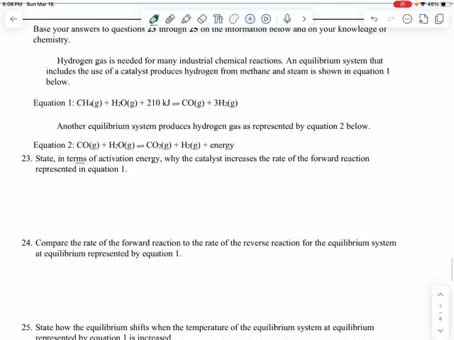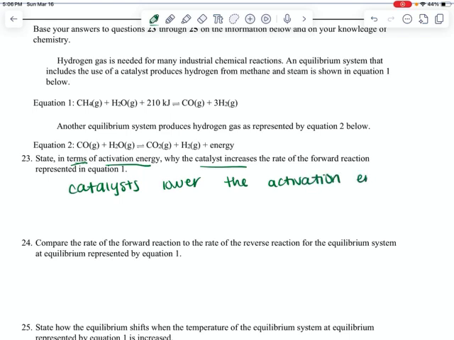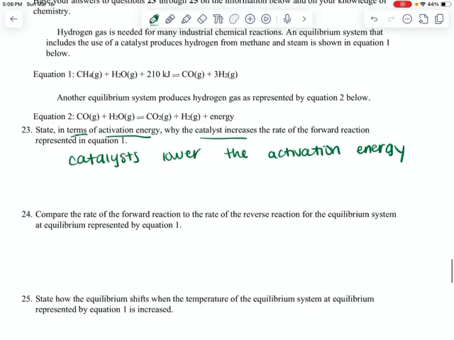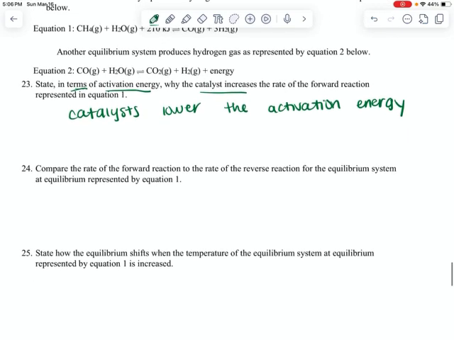Last page. We have 2 equations, equations 1 and 2. State in terms of activation energy why the catalyst increases the rate of the forward reaction in equation 1. Remember, catalysts lower the activation energy. Number 24. Compare the rate of the forward reaction to the rate of the reverse at equilibrium. The rates are equal. That's it.